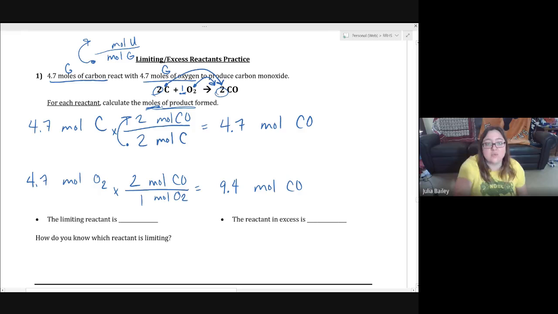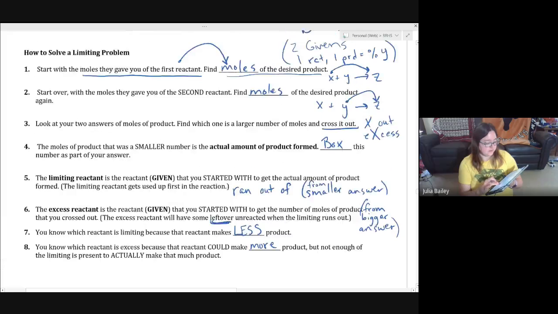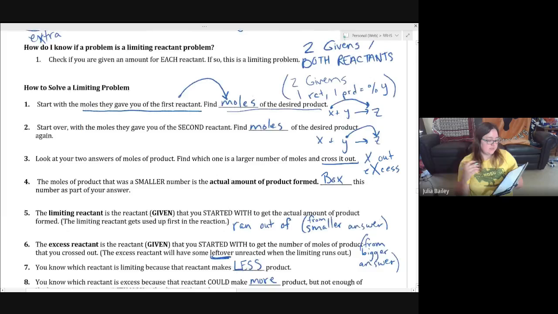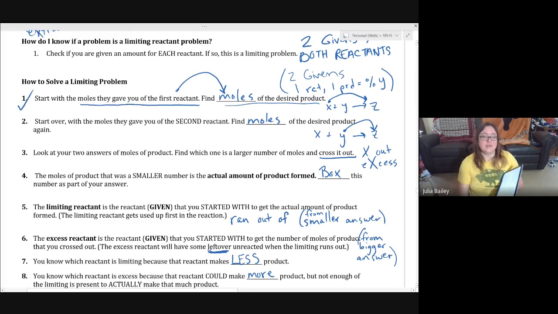Okay. We have done the first set of stuff. We've done all the math parts. Now we have to make some decisions. So if we go back and look at the steps to solving these problems, we did start with the moles they gave us. So the first reactant, find moles of the desired product, check, we did that. Start with the moles of the second reactant, find moles of the desired product, again, check, we did that.